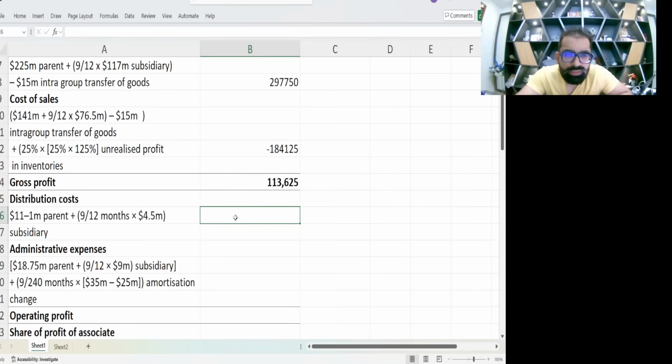Then we have distribution cost. Distribution cost is 11.1 million for parent, and for subsidiary it's 4.5 million. So definitely the subsidiary distribution cost will be apportioned by 9 upon 12. So the combined effect will be 14475. Okay.